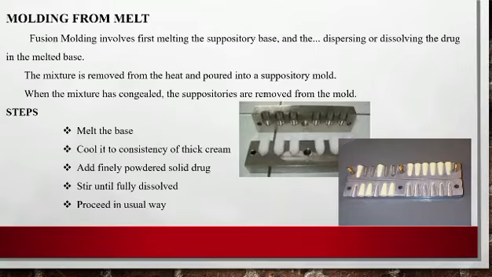Molding from melt. In this method, we have to melt the suppository base and the drug. First, we take the base and melt it properly. Next, we add the drug to it, and it gets completely dissolved in the melted base. After that, we pour it into the suppository molds. When the mixture gets congealed, the suppositories are removed from the mold. Seeing the picture, we can identify the mold. Here we have closed it, and within the mold we pour the melted suppository base and the drug. Once the mixture gets congealed, we remove it from the mold.